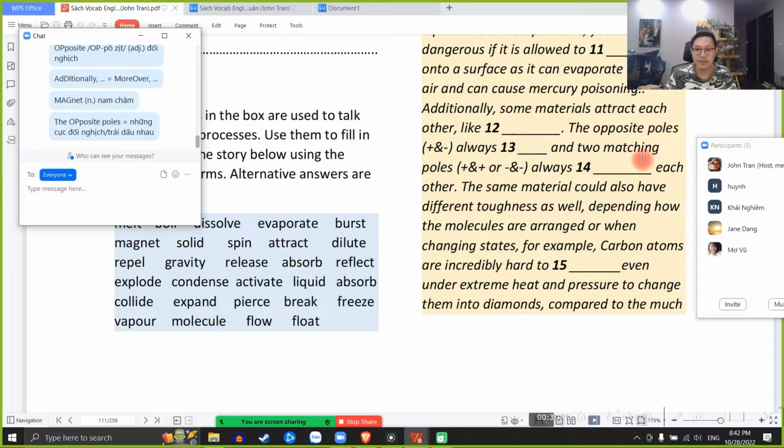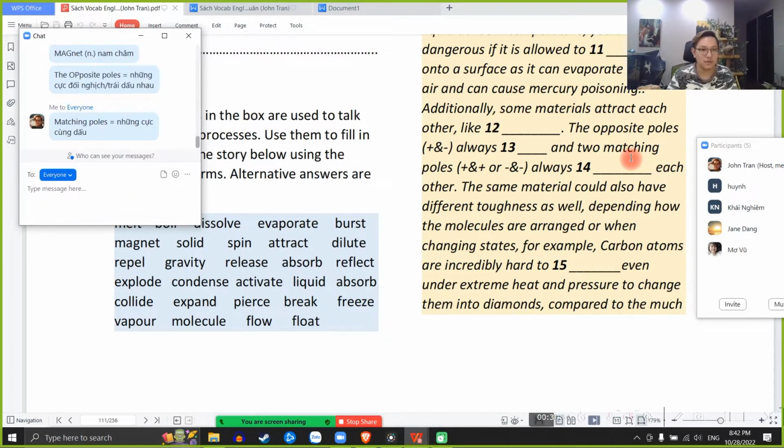Ừ. Và hai cái matching poles. Matching poles là những cực mà nó match nhau, tức là phải giống nhau. If they match each other they have to be similar. Những cực cùng dấu. Những cực mà nó cùng dấu thì nó sẽ repel each other, nó sẽ đẩy nhau ra. The same material, cùng một vật liệu, nó cũng có thể có những cái độ toughness.